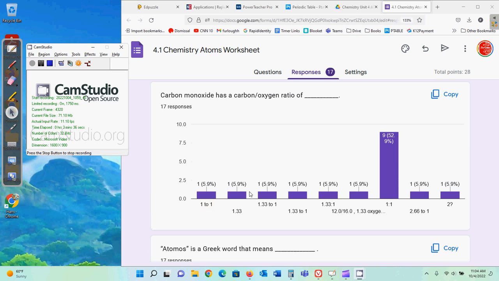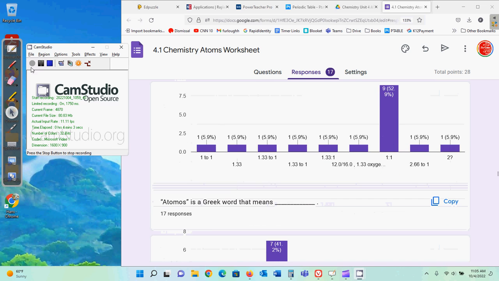A lot of people put like 1.33 to 1. Someone put 12 to 16. They were looking at the masses, but this question was just asking you how many carbon atoms are there compared to the number of oxygen atoms. If it was carbon dioxide, CO2, it would be 1 to 2 because it's CO2.